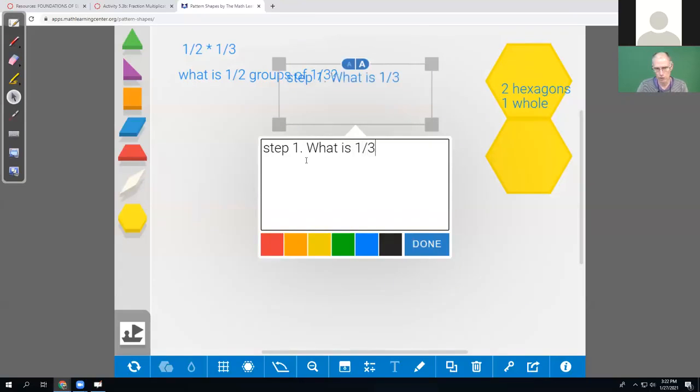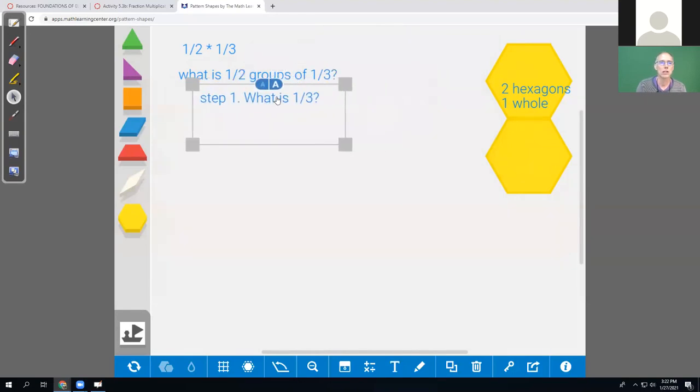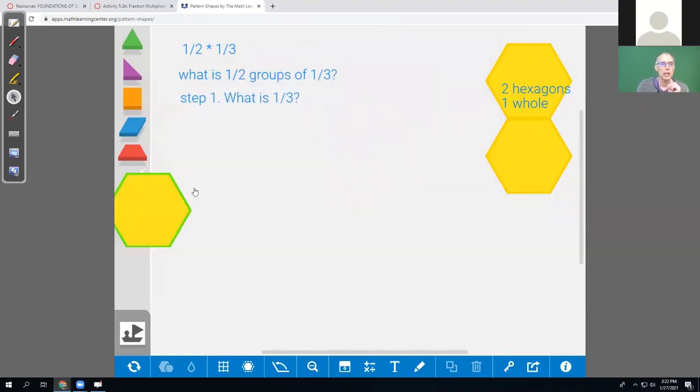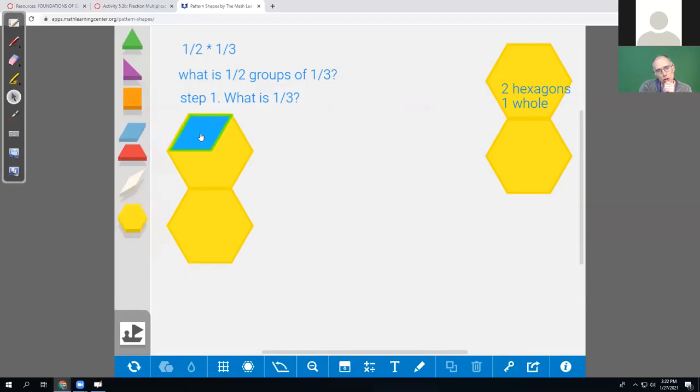what is 1/3 here? So let's see. Well, here is my whole there. And if one of them was a whole, that would be 1/3. So since 2 hexagons is a whole, then 2 of these is 1/3. So this blue shape I've just made with 2 rhombuses is called a chevron. So in this case, this chevron is 1/3 of the whole.